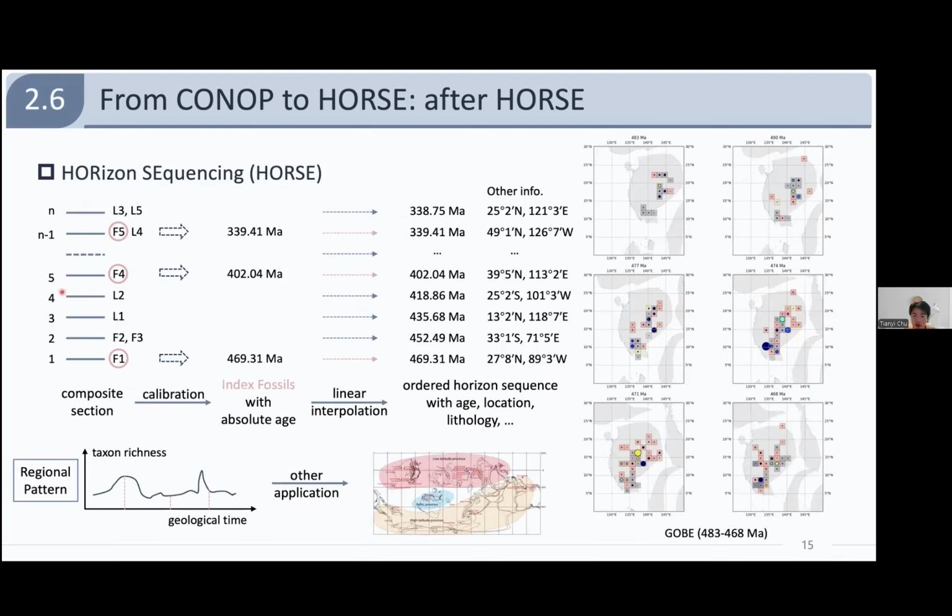Once HORSE produces the composite of horizons, we can also calibrate it using index fossils and interpolate absolute ages across the sequence. Crucially, each horizon retains its original location, lithology, and local taxonomic data, allowing us to build an ordered stratigraphic sequence that is both time-resolved and spatially explicit. This enables us to move beyond global summaries and investigate regional patterns, such as taxon richness and biogeographic dynamics.